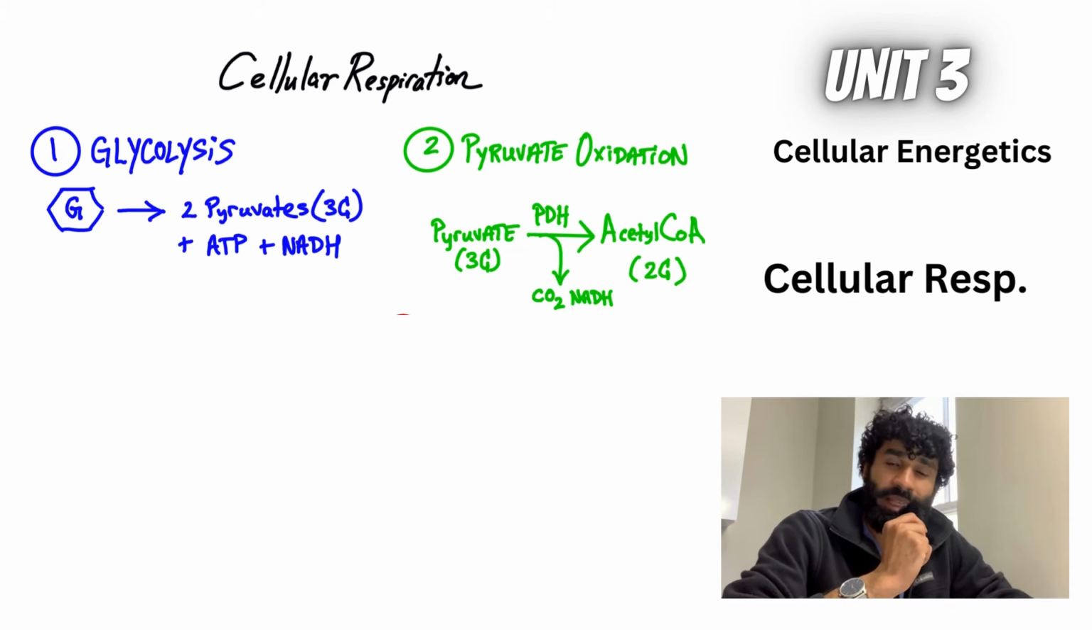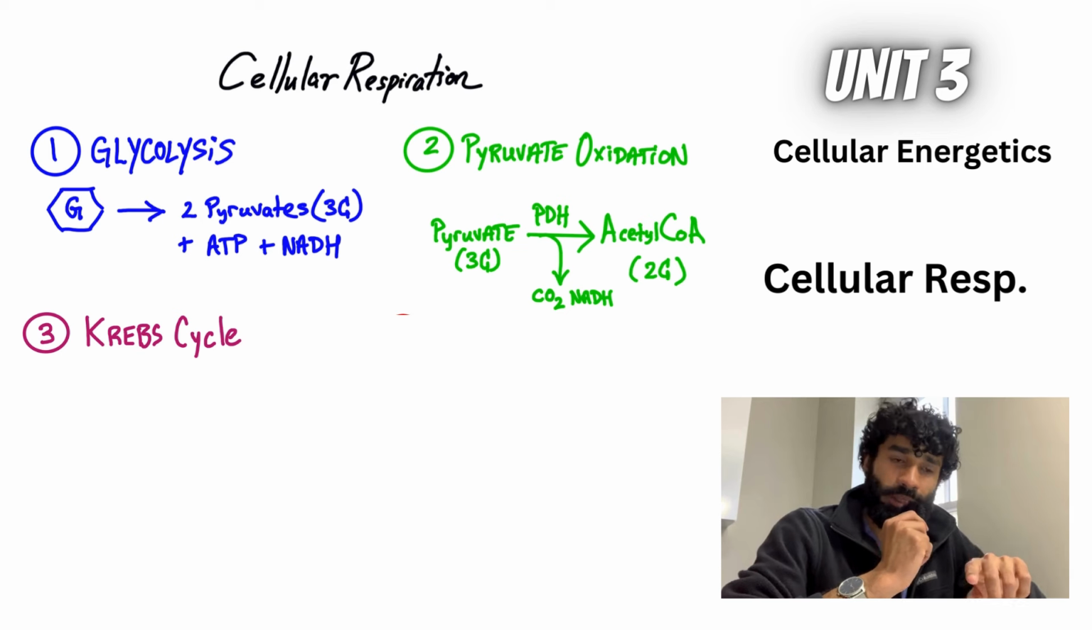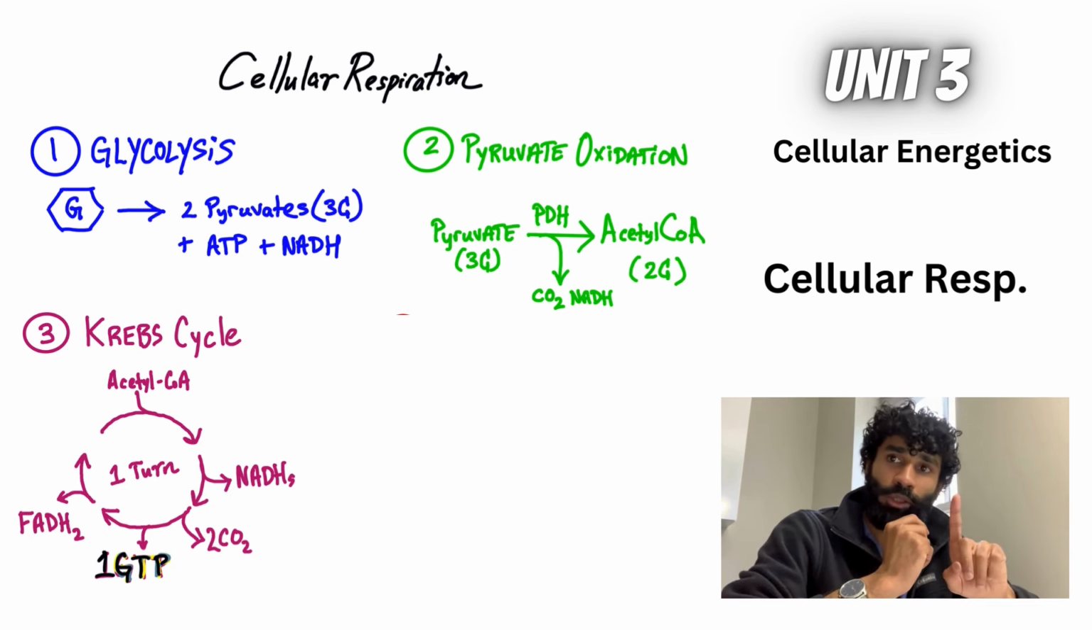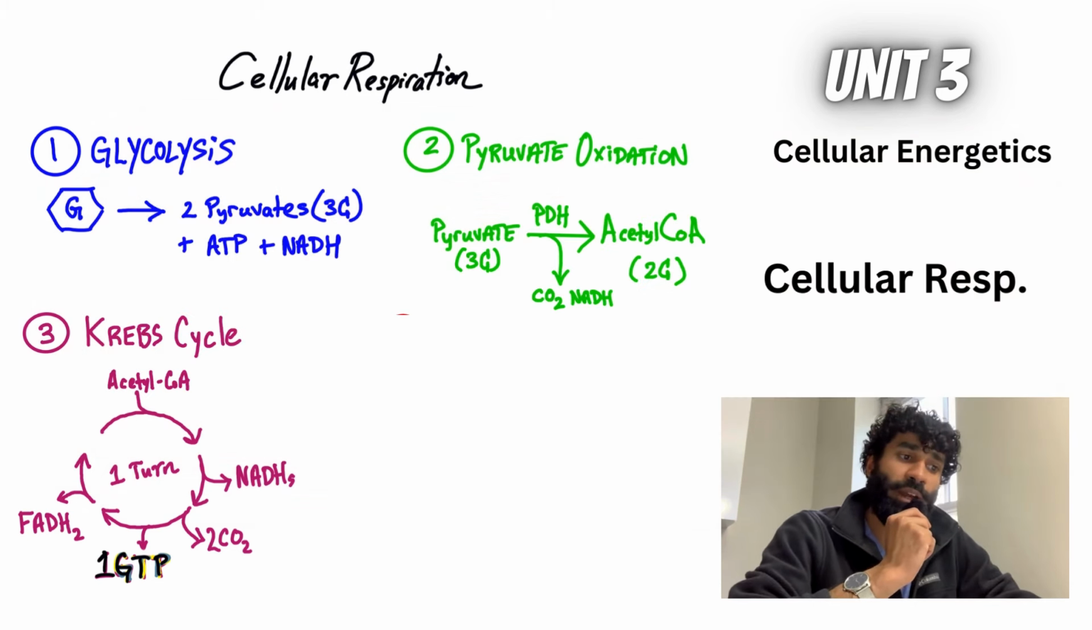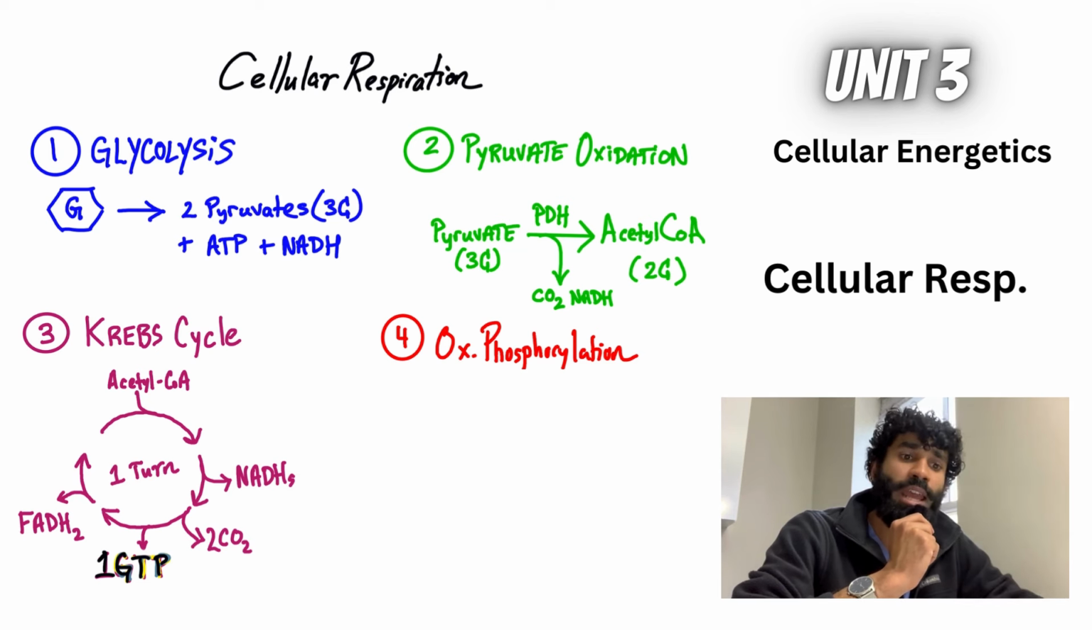The third step is that acetyl-CoA then being fed into the Krebs cycle, which will complete the oxidation of glucose. Each turn of that Krebs cycle will completely oxidize 1 molecule of acetyl-CoA, and it will produce some CO2, NADH, FADH2, and 1 molecule of ATP by substrate-level phosphorylation. The fourth and final step is oxidative phosphorylation, which is further split into the electron transport chain and chemiosmosis.